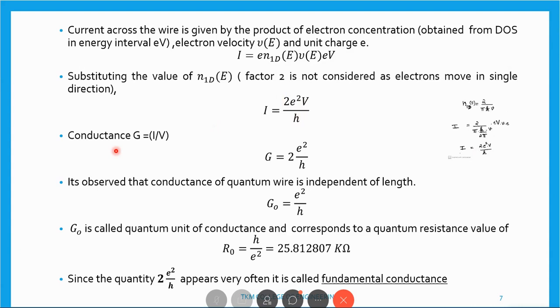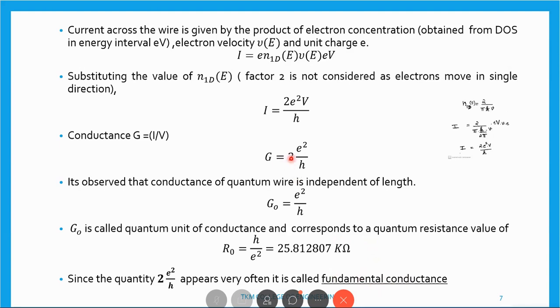Now, what is conductance? Conductance is current per voltage, current divided by voltage. So divide this equation by voltage. What will you get? 2e square by h. This value 2e square by h is the fundamental conductance, which we have already seen in the last section.